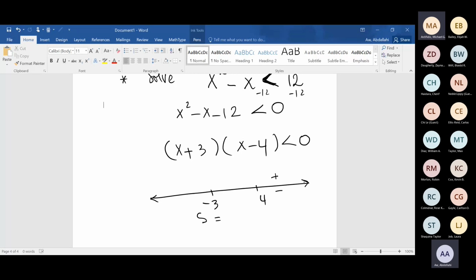Okay. So now, for instance, to the right of 4, how do we know if it is above or below? Is it a plus or a minus? We just pick any number to the right of 4. For instance, 5, right? I put 5 here. 5 plus 3 and 5 minus 4. How much is that? This is positive, right? So it is positive here. Okay, and then between -3 and 4, we can predict it's going to be what? Positive or negative?